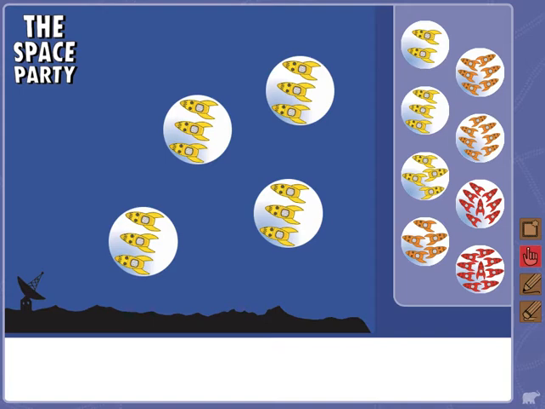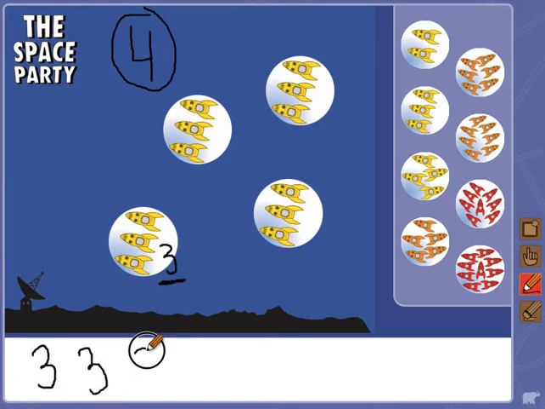Okay. How many spaceships are in each group? It looks like there are 3 spaceships in each group. And how many groups are there total? We have 4 groups total. So we have 4 groups of 3. Okay? The first thing I'm going to do is write an equation to help me figure that out. So we have 4 groups, and each group has 3. So I'm going to write 3 4 times.